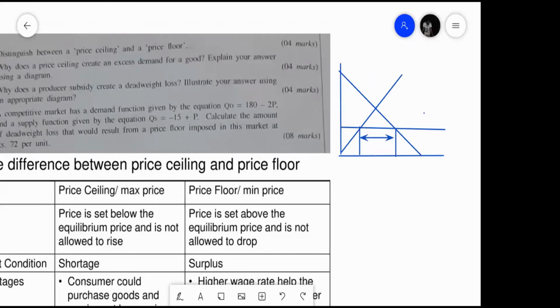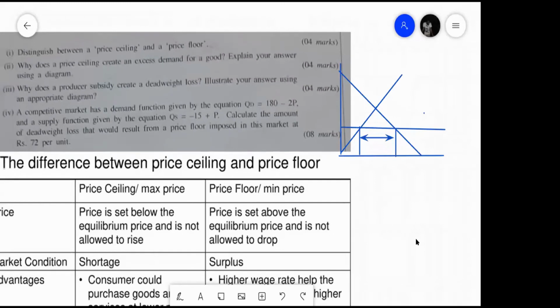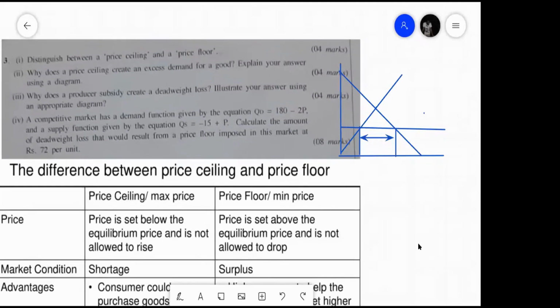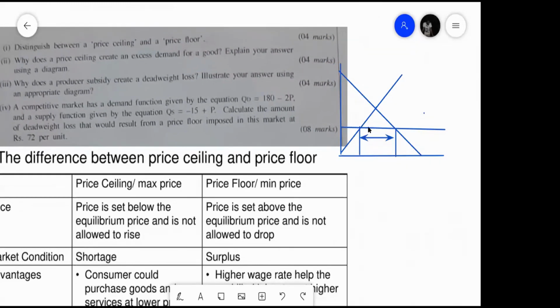Should we explain the law of demand for the second part? Not really. You don't have to go into that detail. You can talk about the law of demand, because price decreases, quantity demanded increases. And you can talk about the law of supply, because price decreases, quantity supplied decreases. You don't have to go into detail about what the law of demand and the law of supply is. Okay.